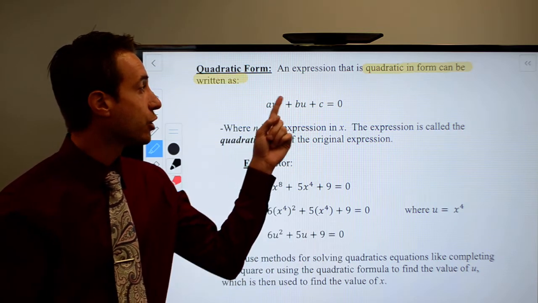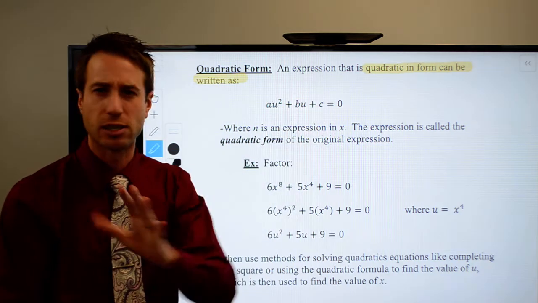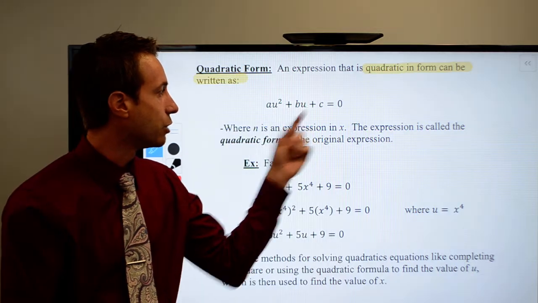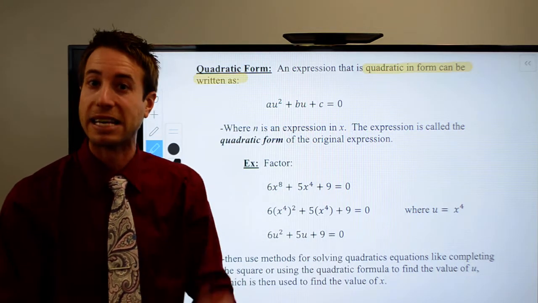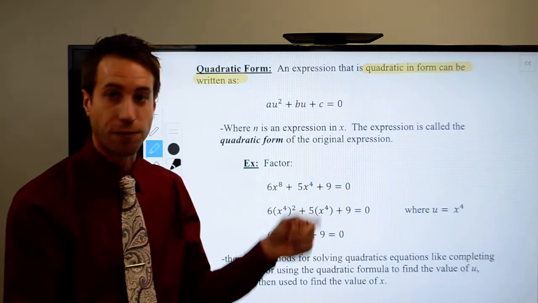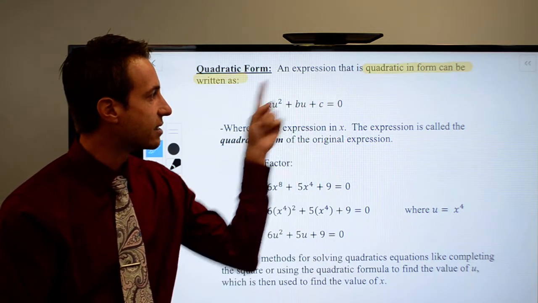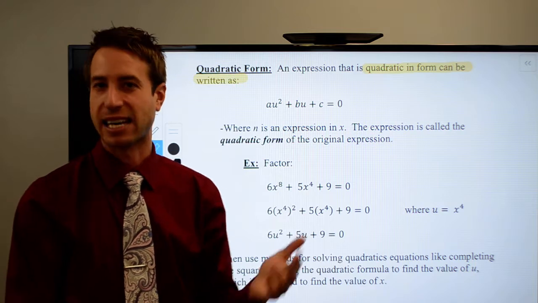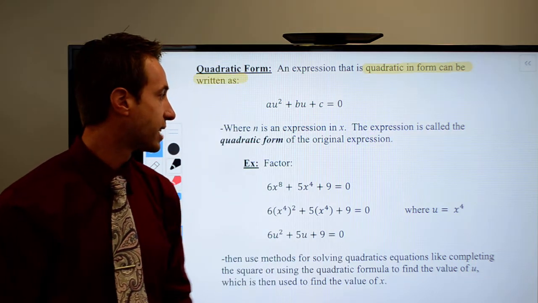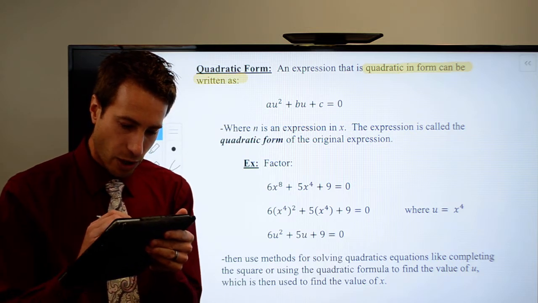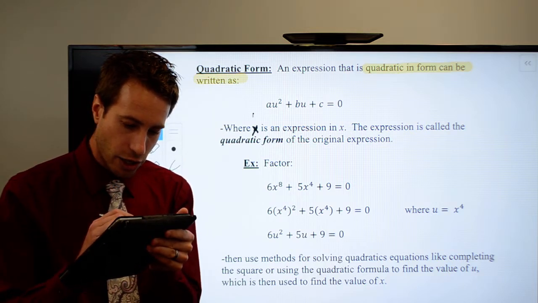So I have a u squared, and a, b, and c are just constants. They're coefficients, they're going to be some number. u is my variable. I have a u squared, that's what makes it quadratic. I have a u to the first, that's my linear term, and then my constant. So you should recognize this form. We just would have used x's back in chapter 4 instead. Little typo here: not an n, there's no n in there, it's actually a u.